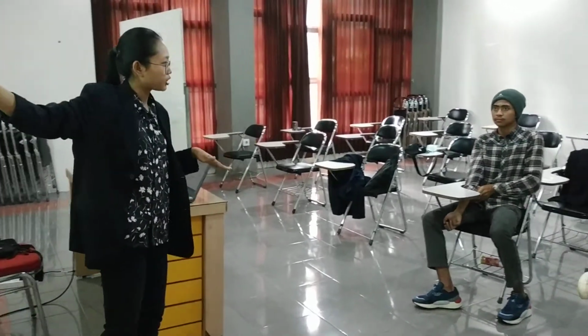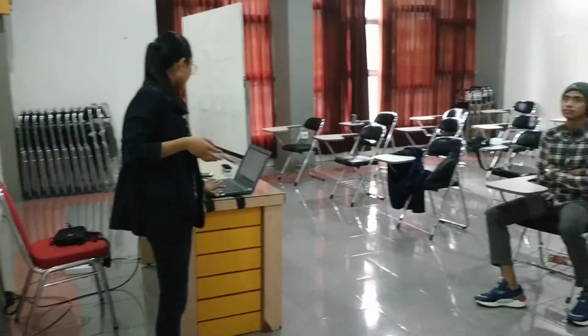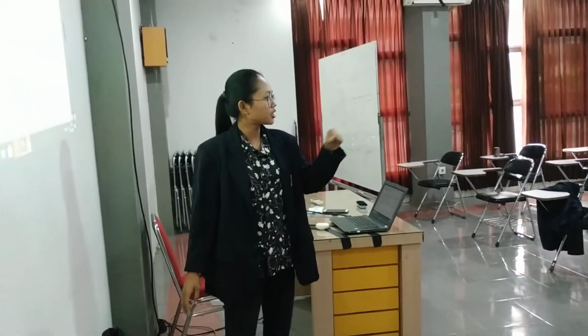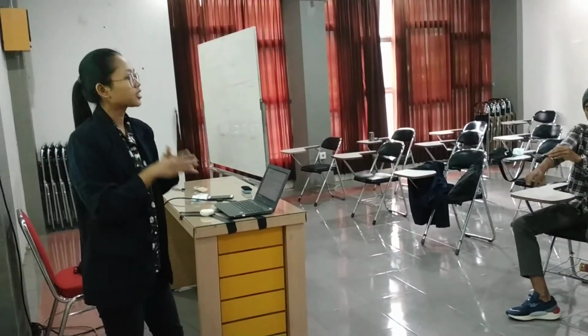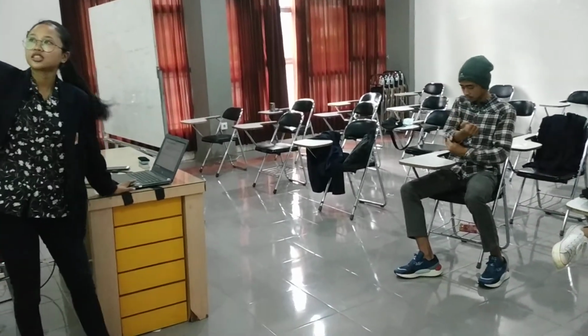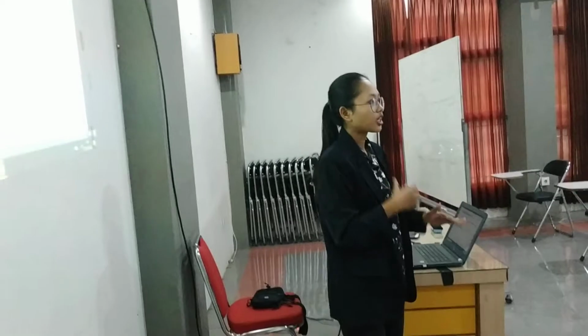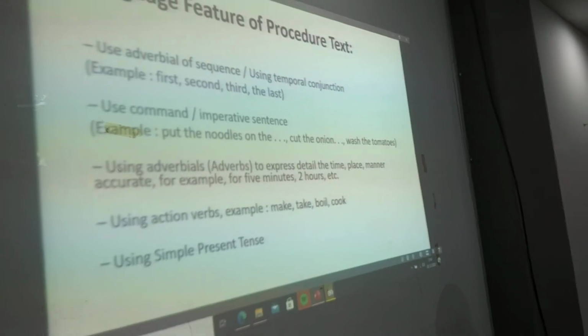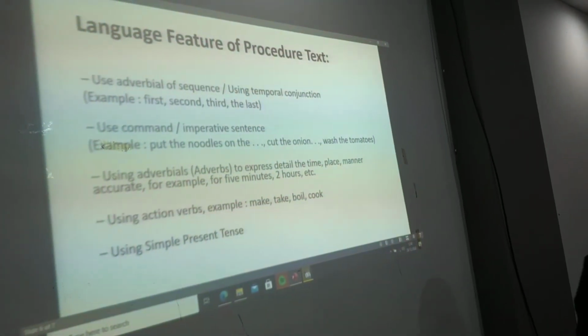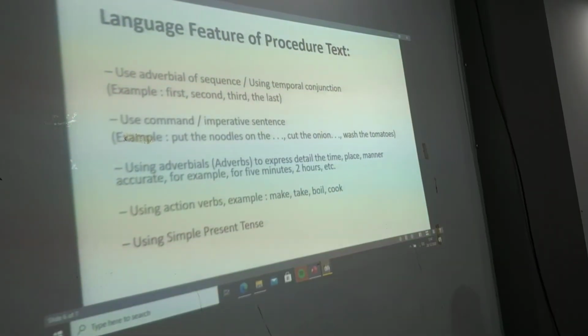But before that, I want to give a conclusion from our materials today. Our material today is procedure text, and we have three definitions for procedure text. I will share them after this class. But in conclusion, the definition of procedure text is the text that describes how to use or how to make or how to operate something. The purpose of procedure text is to explain or tell the readers how to make something or use something. And the generic structure is goal, materials or ingredients, and steps. And the language features are using adverbials of sequence, commands, adverbials, action verbs, and simple present tense.